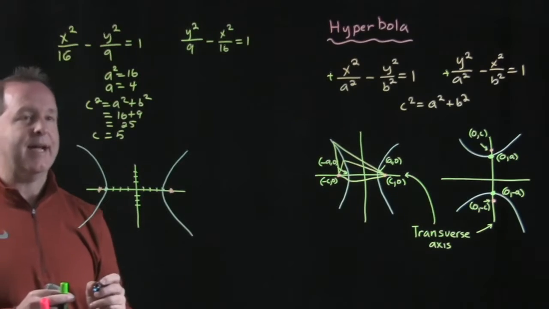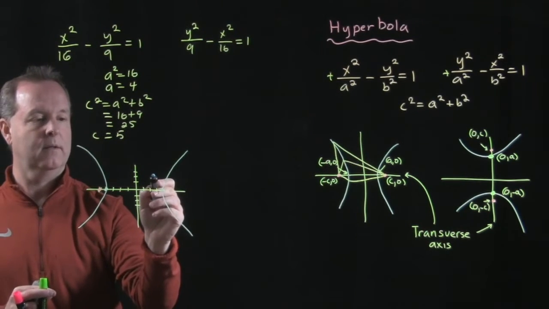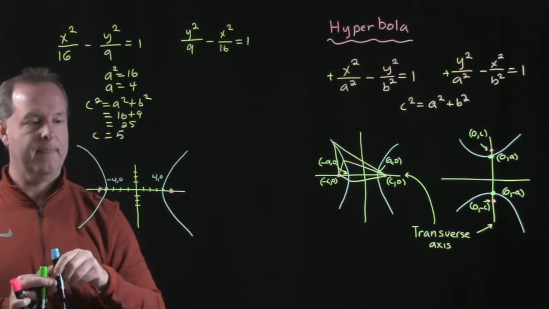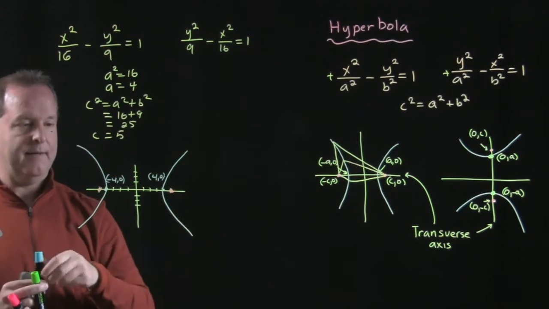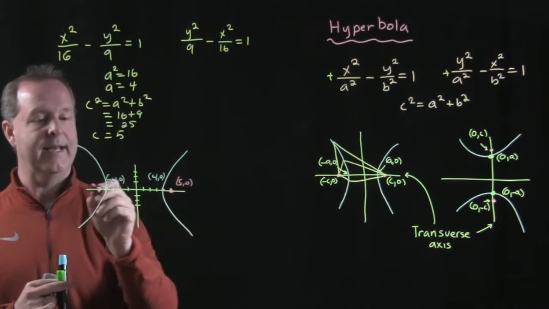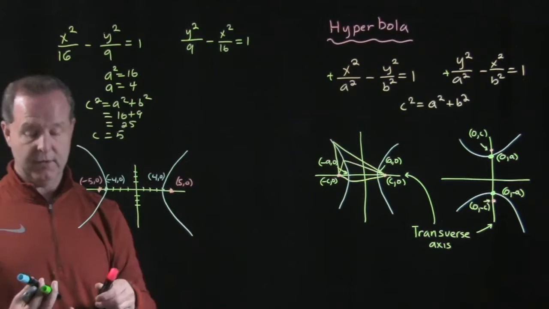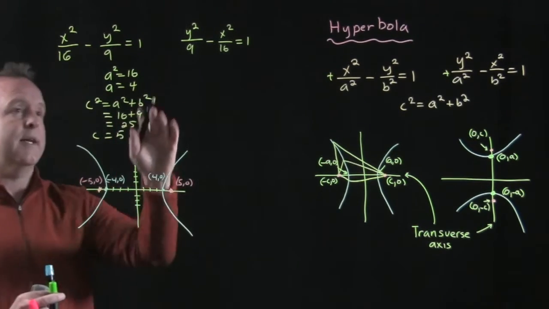Notice that my transverse axis is the x-axis. I have vertices at 4 and 0 and negative 4 and 0. And then I have foci at 5 and 0 and negative 5 and 0. All right, you guys feeling all right about that? All right, let's look at this next one over here.